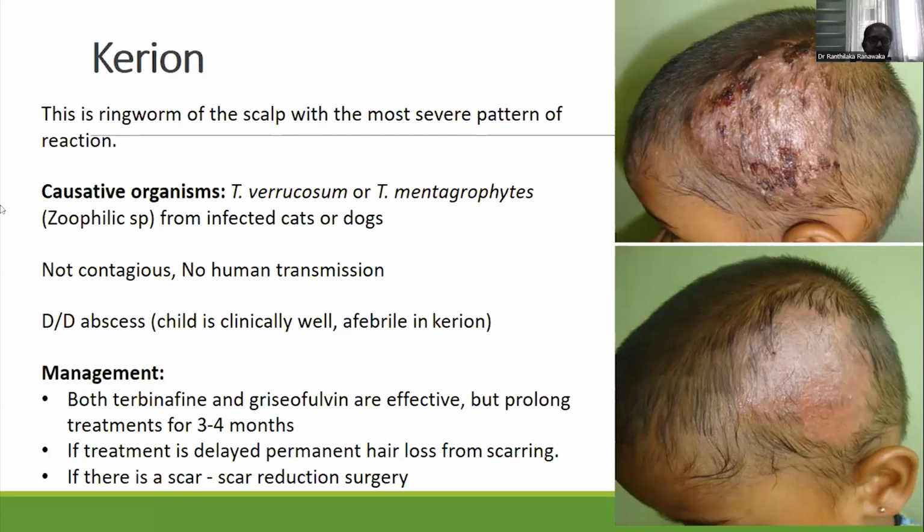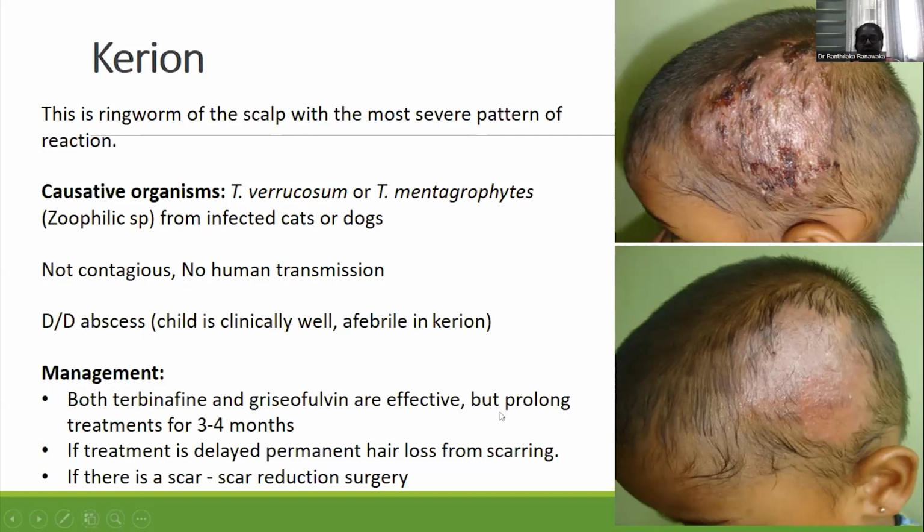So management, again, both terbinafine, griseofulvin, even itraconazole is effective, right? All 3 drugs. But the only problem with itraconazole is we have to treat for 3 to 4 months, so definitely they will get gastritis. That's why usually I don't give itraconazole because of this side effect. So I start either terbinafine or griseofulvin. In hospital, we start griseofulvin.